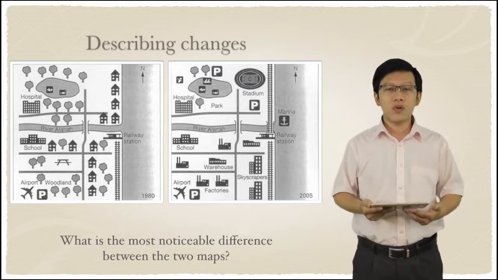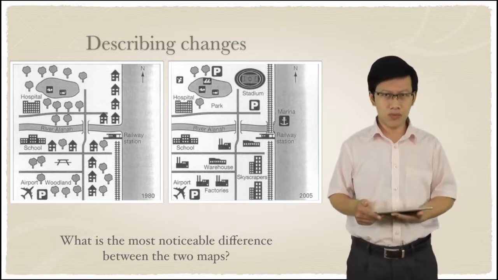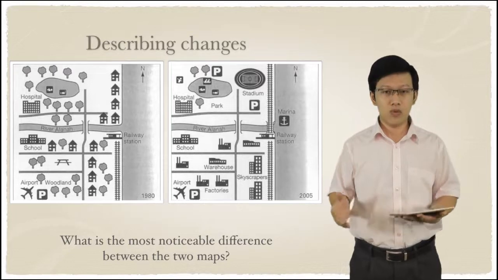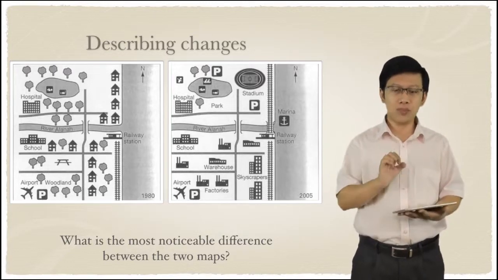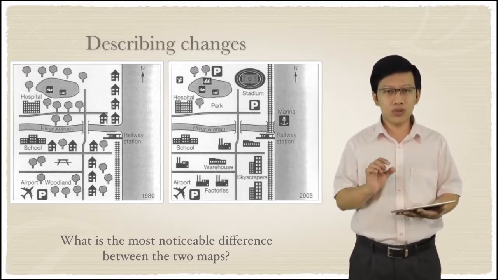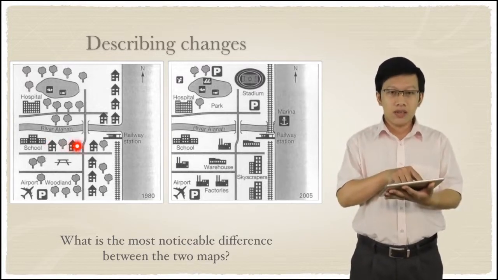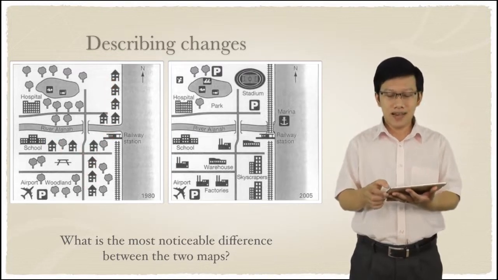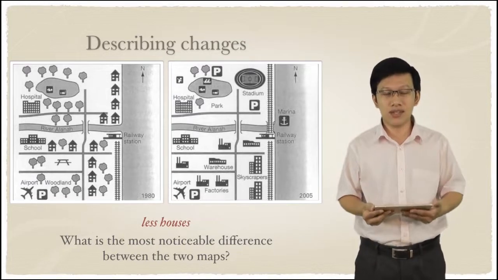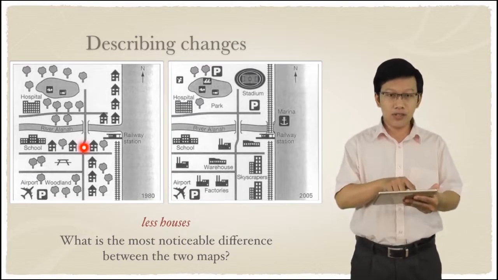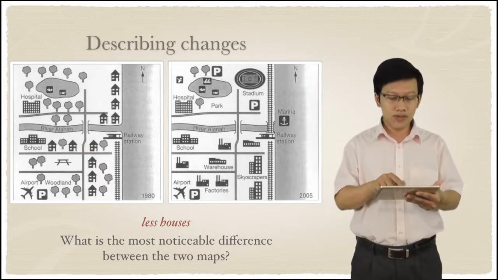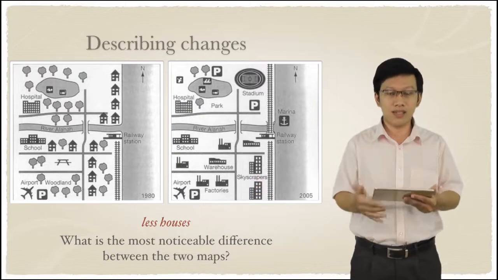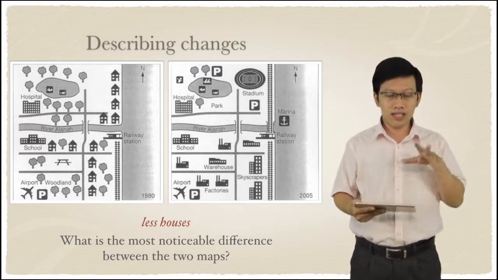Move on. What is the most noticeable difference between the two maps? Well, what do you think? I think the most noticeable is the houses. I mean, there are so many houses here, but when you come to 2005, there are fewer houses and we only have some skyscrapers and things like that. Fewer houses and fewer trees.